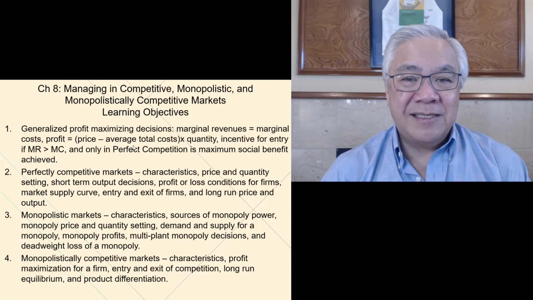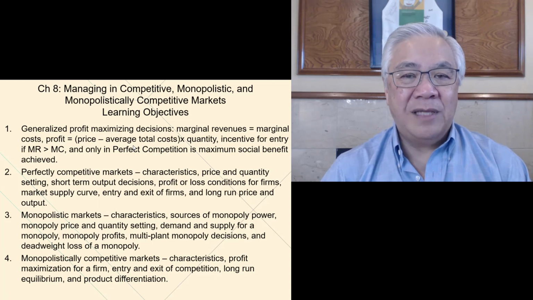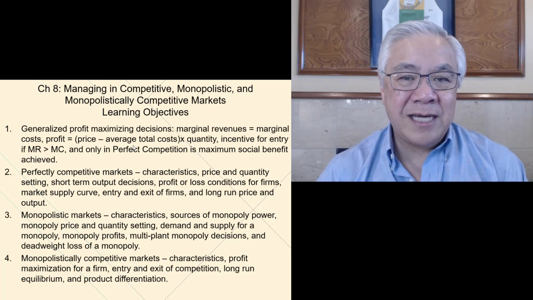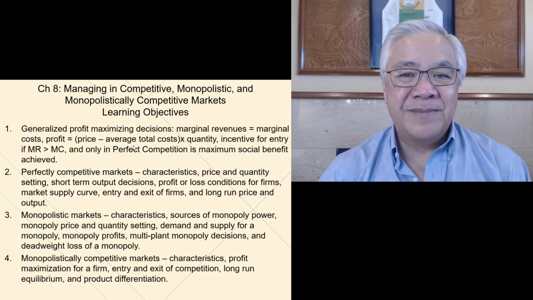Next, Chapter 9 is dedicated to one of the more interesting scenarios for an industry type, and that's the oligopoly. So stay tuned.